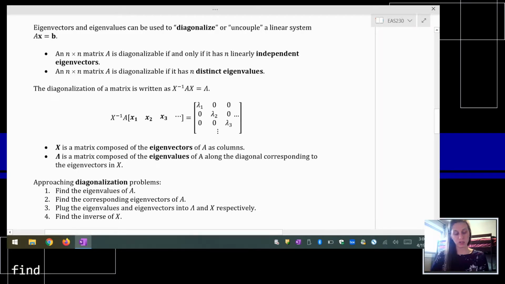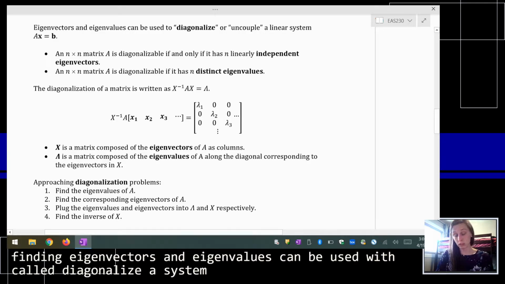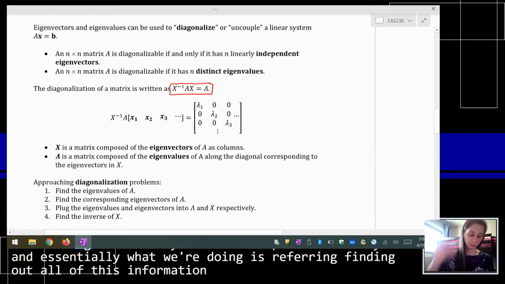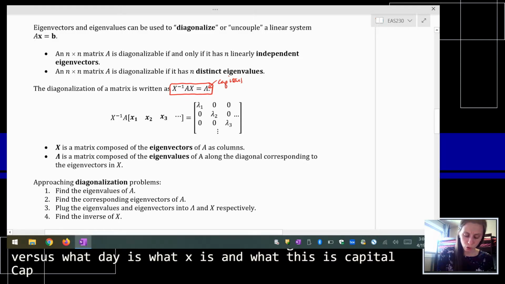Finding our eigenvectors and eigenvalues can be used to what's called diagonalize a system or uncouple a linear system. And essentially what we're doing is we're finding out all of this information. We're finding out what x inverse is, what A is, what x is, and what this is, capital lambda.